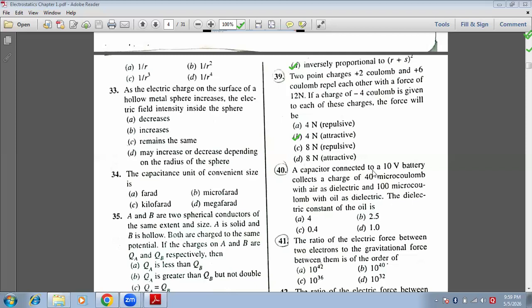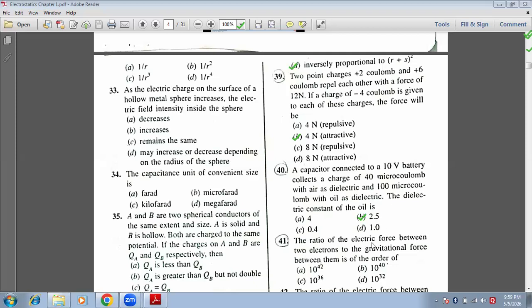A capacitor connected to a 10-volt battery collects a charge of 40 microcoulomb with air as dielectric and 100 microcoulomb with oil as dielectric. The dielectric constant of the oil is: option A, 4; option B, 2.5; option C, 0.4; option D, 1. Correct answer, option B, 2.5.